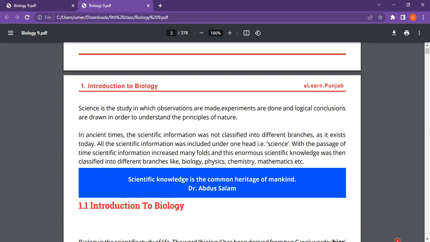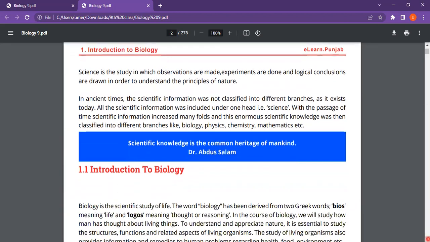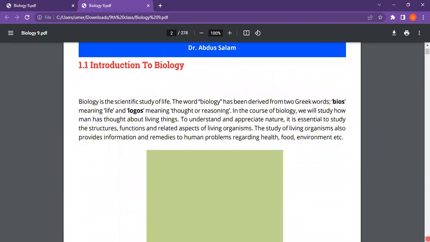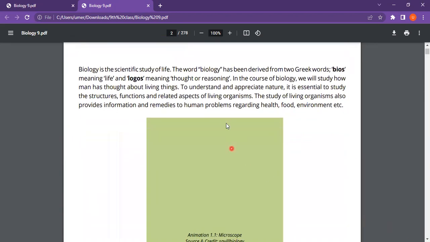Introduction to Biology. Biology is the scientific study of life. The word biology has been derived from two Greek words, bios, meaning life, and logos, meaning thought or reasoning.